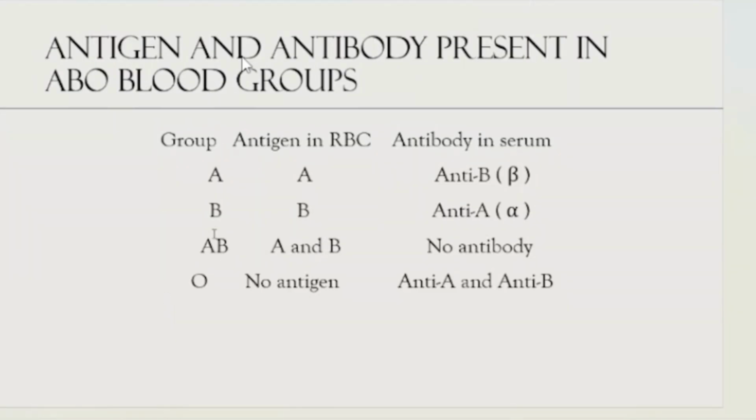And lastly, you have group O. Group O means there is no antigen in your red blood cell, no A or B. That means both the antibodies will be present in the serum.